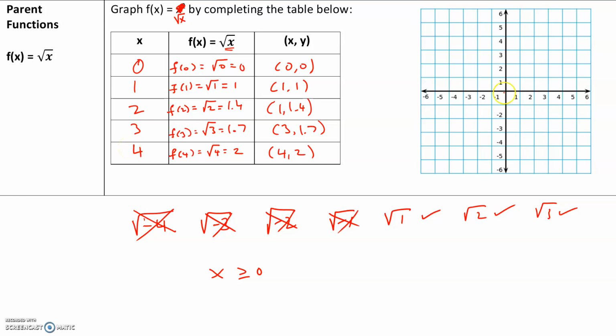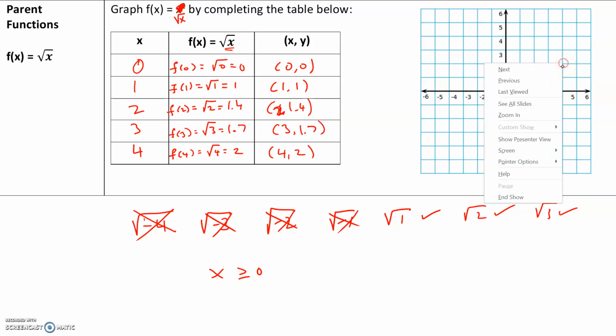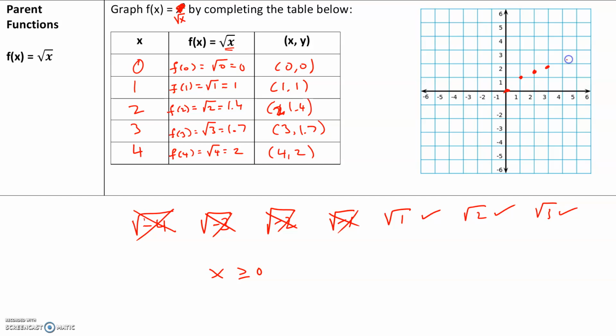If we plot these, we have (0, 0), we have (1, 1), and then we have 2, sorry, this should be a 2. Then we got (2, 1.4). So 1.4 is going to be somewhere between 1 and 2, approximately there. I have (3, 1.7), that's a little bit higher. And then finally I have (4, 2), which is going to be right there. So my square root function is going to curve up and to the right. Okay, so that's the parent graph for my square root function.